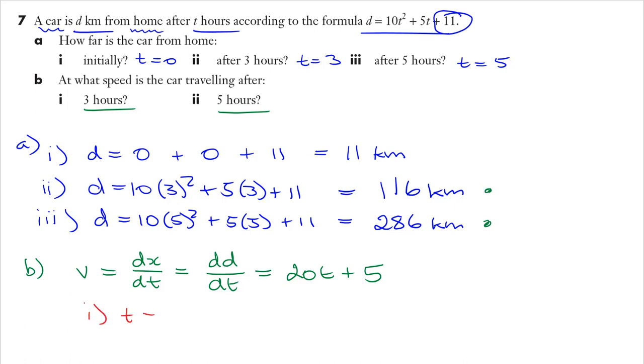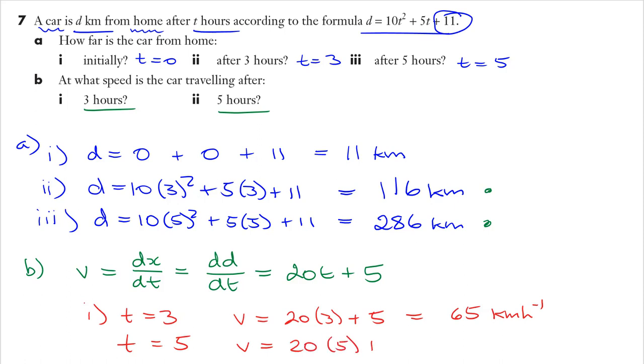And substituting now, so for part 1, when t equals 3, we're going to get a velocity of 20 lots of 3 plus 5, so this car's travelling at 65 kilometres per hour. After 5 hours, the velocity is 20 lots of 5 plus 5. This car is now travelling at 105 kilometres an hour.